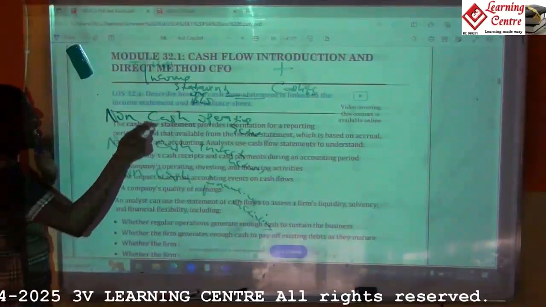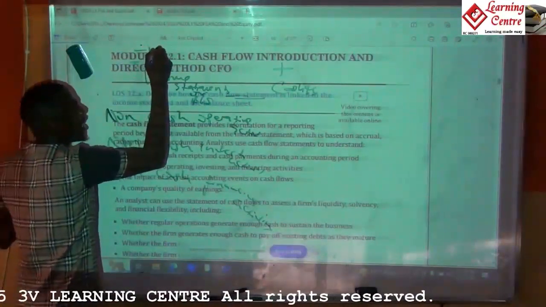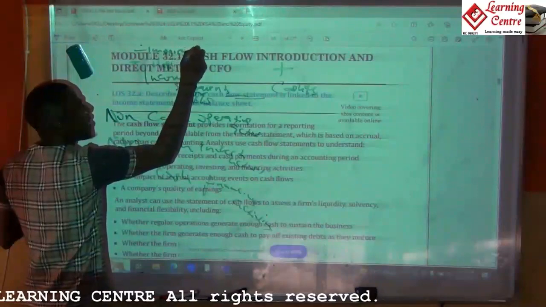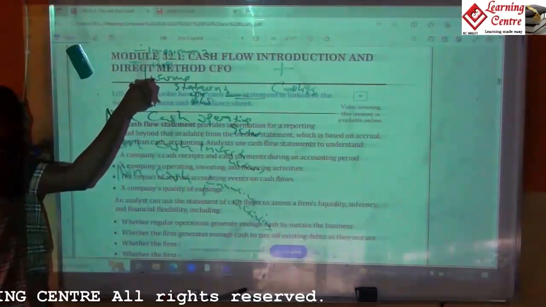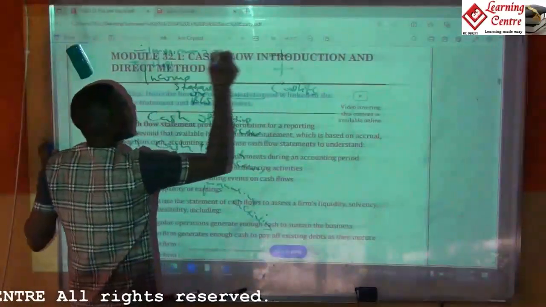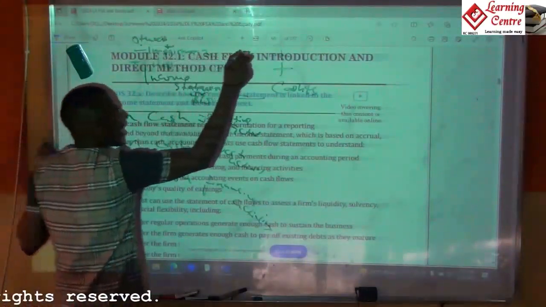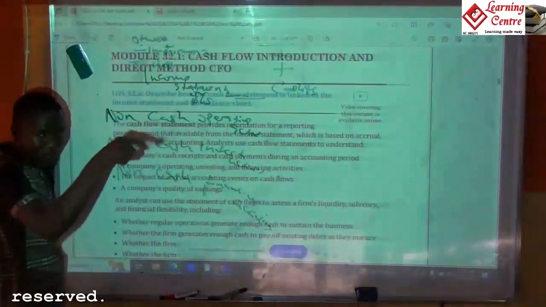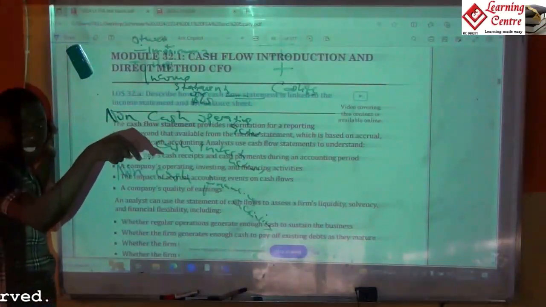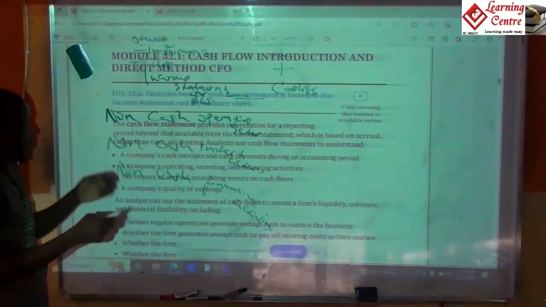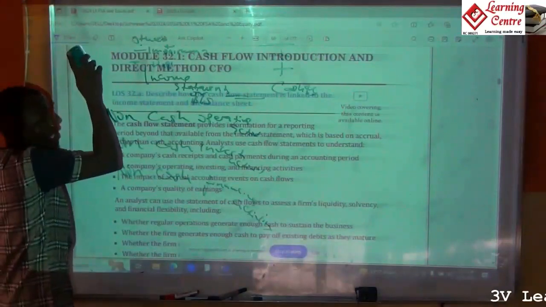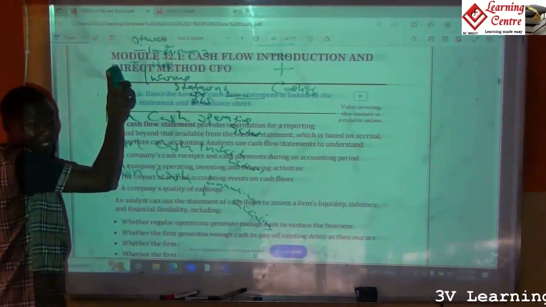Does it make sense? If you are subtracting impairment in your income statement, what will you do in your cash flow? You go and add it back. Other income, in your income statement you are adding, you go and subtract in your cash flow. So you do the opposite of what's in your income statement or balance sheet in your cash flow. Is it fine?